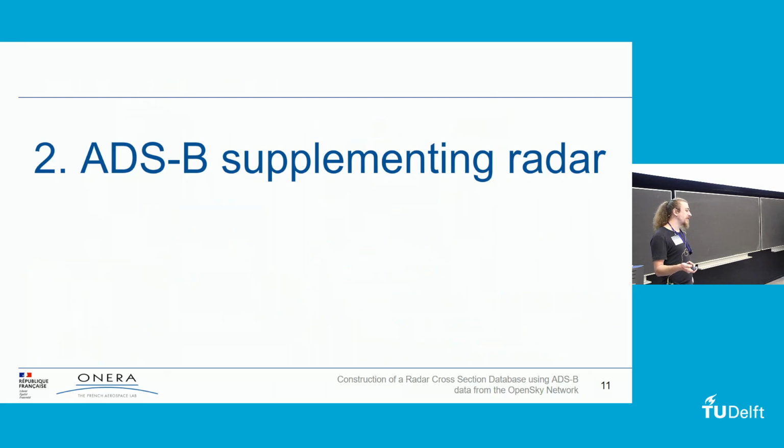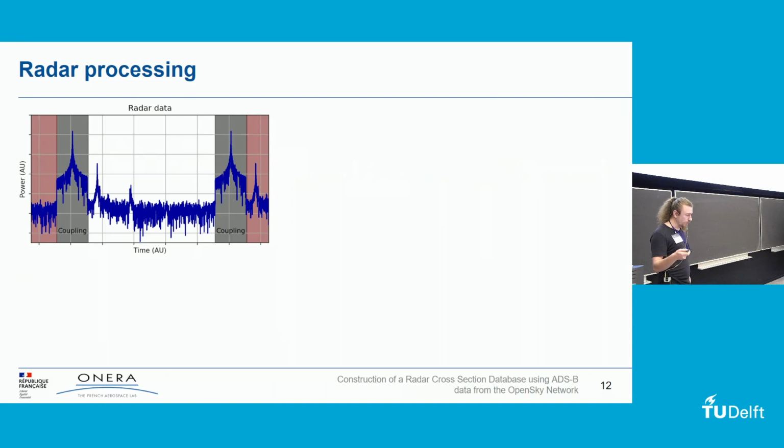Then how do we use ADS-B data to supplement the radar processing? So roughly, this is how a pulse radar works. We send the pulse and we get the energy back from the aircraft. So here we have 2 consecutive pulses of the radar, and here we have the same aircraft measured 2 times by the radar.